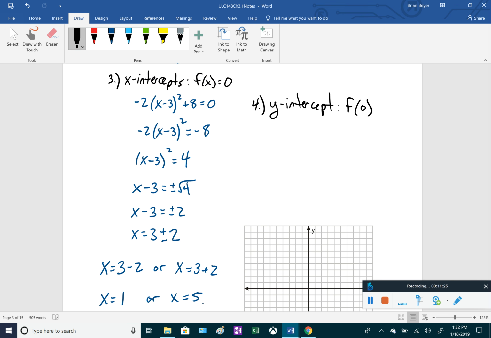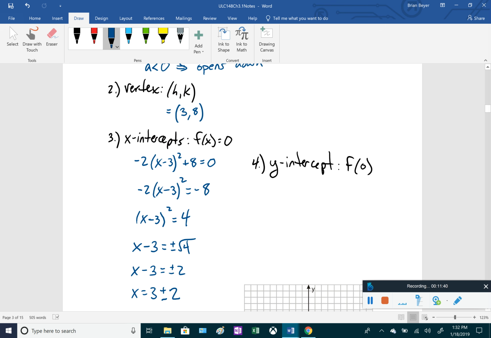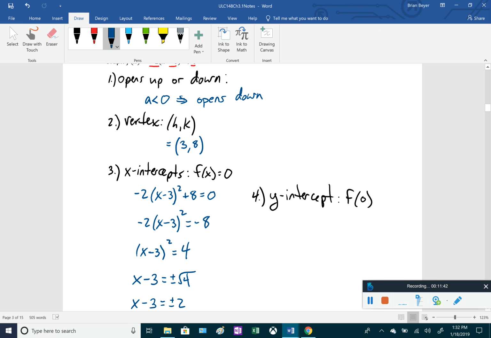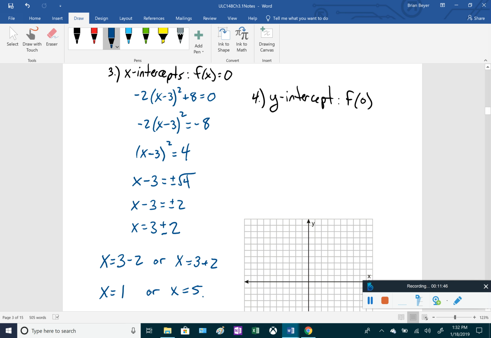So to do this, we evaluate f of 0. We know there's always going to be one y-intercept because these functions are continuous. They have to cross the y-axis, and it's only going to cross it once, because if it crossed more than once, it would fail the vertical line test, making it not a function. And these are functions.